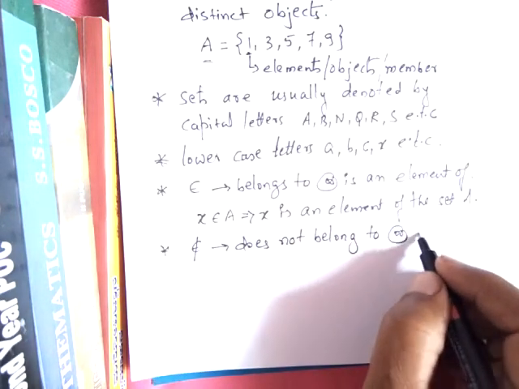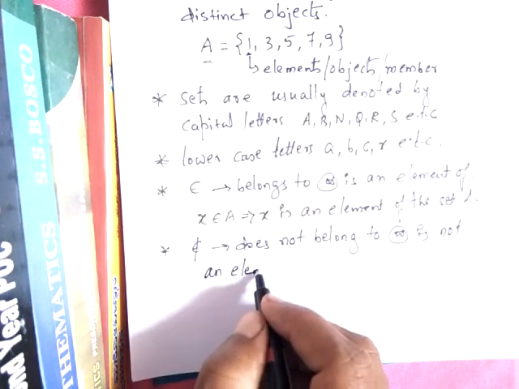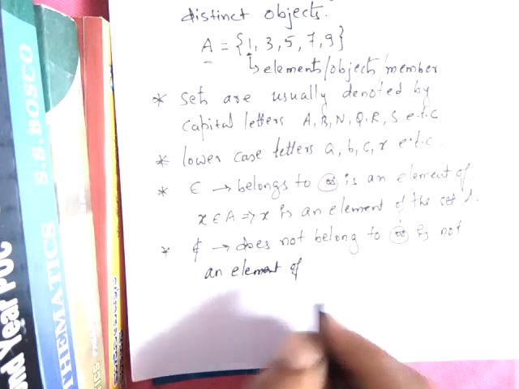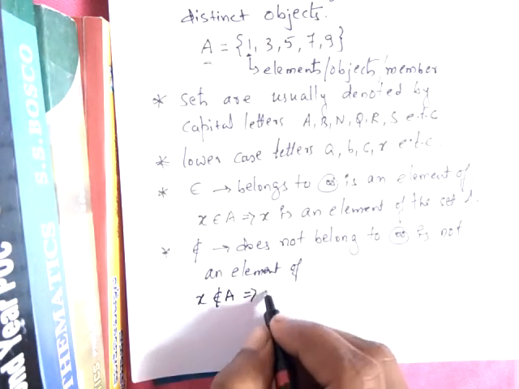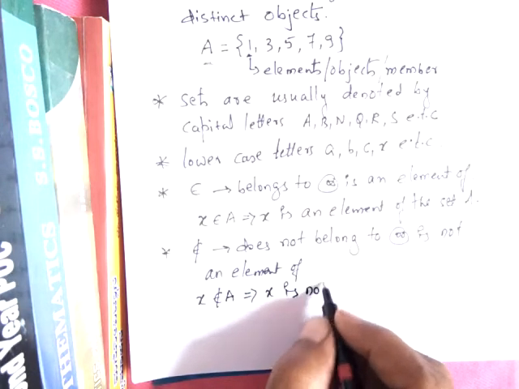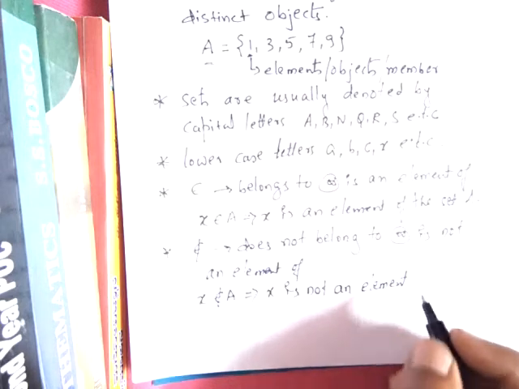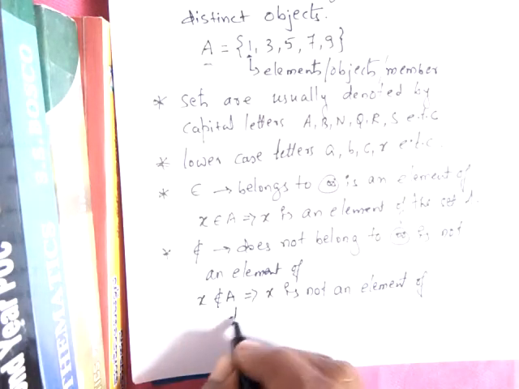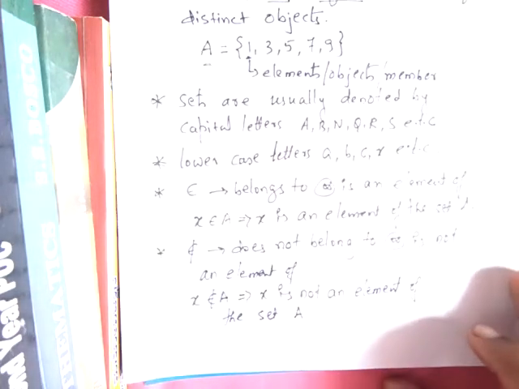Okay, or is not an element of, you can say like this. For example, if I say x is not belongs to A, it implies what? x is not an element of the set A, you can say like this. Okay, about belonging to the given set and not belonging to the given set, you got the idea.